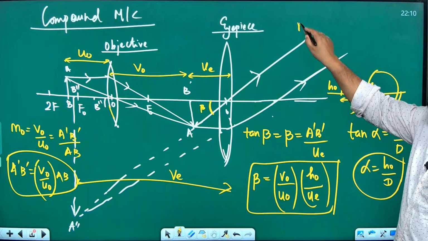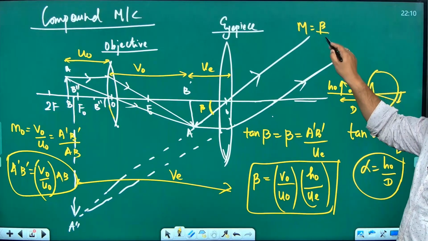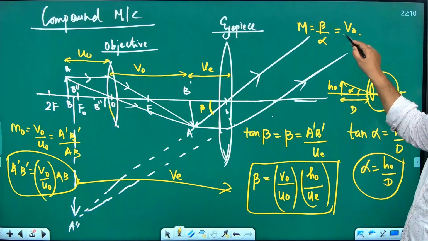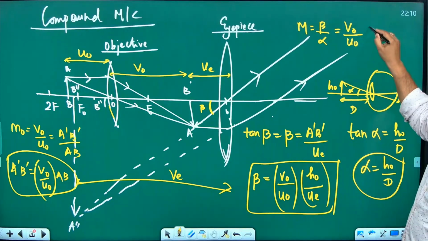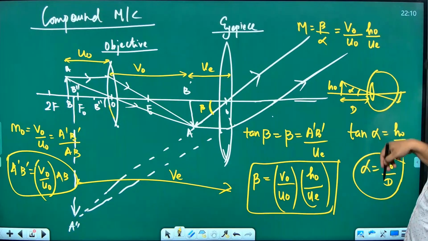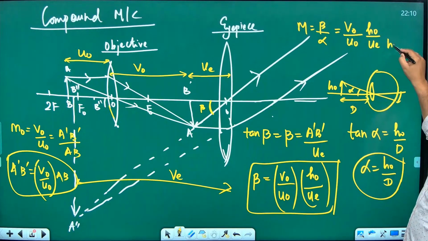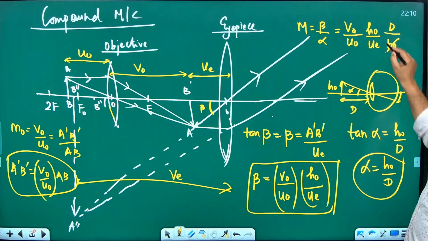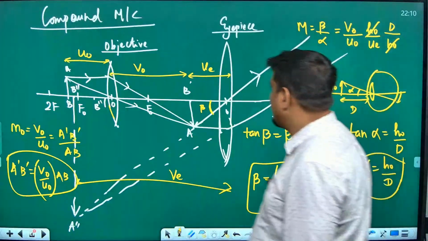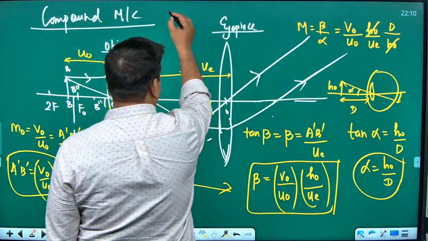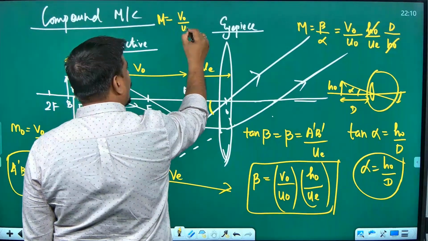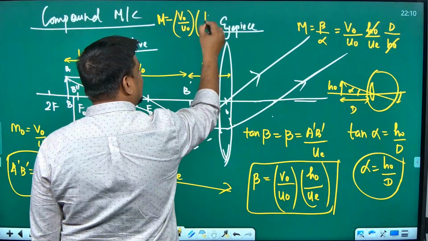So, what will be the magnification now? Magnification given by beta by alpha will become equal to, beta is this, VO by UO into HO by UE, divided by alpha. Alpha is HO by D. This HO gets cancelled and I get the magnification formula as: magnification will become equal to VO by UO into D by UE.